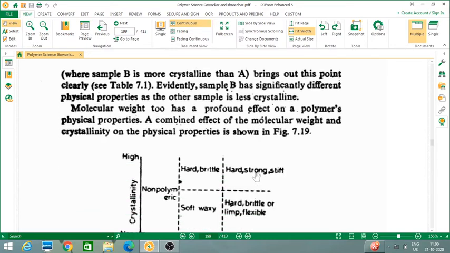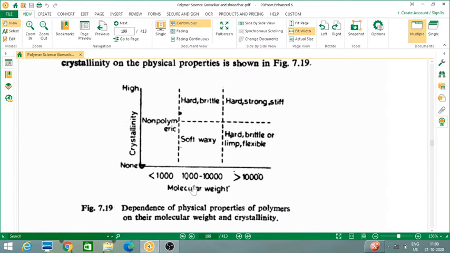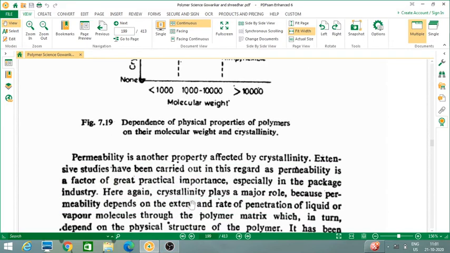Molecular weight too has a profound effect on a polymer's physical properties. The combined effect of the molecular weight and crystallinity on physical properties is shown. So, crystallinity versus molecular weight. Molecular weight on the x-axis. If it is less than 1000, it is non-polymeric. If it is between 1000 and 10,000, it is hard, brittle, or soft waxy, depending on the crystallinity. Low crystallinity, soft waxy; high crystallinity, hard, brittle. Then above 10,000, in case of low crystallinity, it is tough or limp, flexible; in case of high crystallinity, hard, strong, stiff. Dependence of physical properties of polymers on their molecular weight and crystallinity.